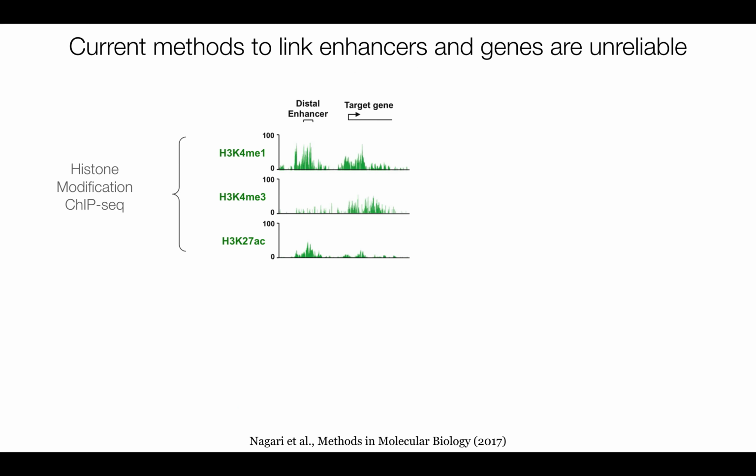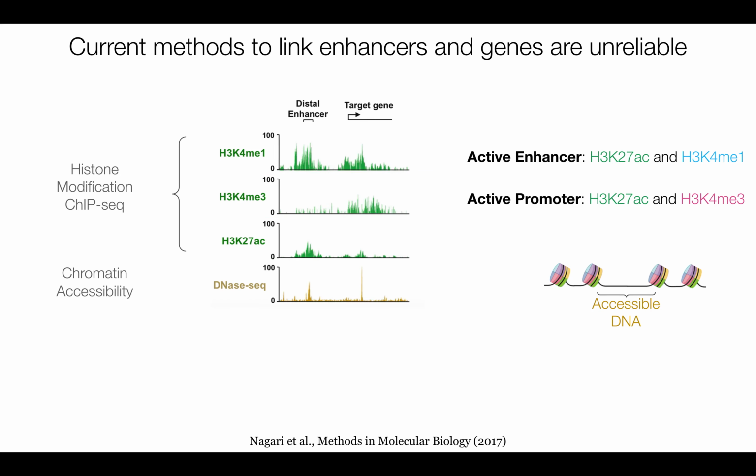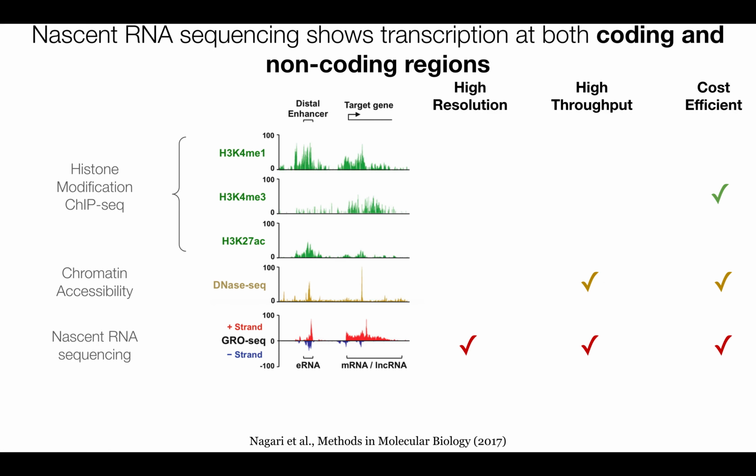And so there are a lot of methods that have been developed to link enhancers to their targets. For example, histone modifications have been used to identify active enhancers and active promoters. Other methods include looking at accessible DNA and essentially looking at accessible distal enhancers and accessible gene targets as well. However, both these methods are low resolution and low throughput, which brings us to nascent RNA sequencing.